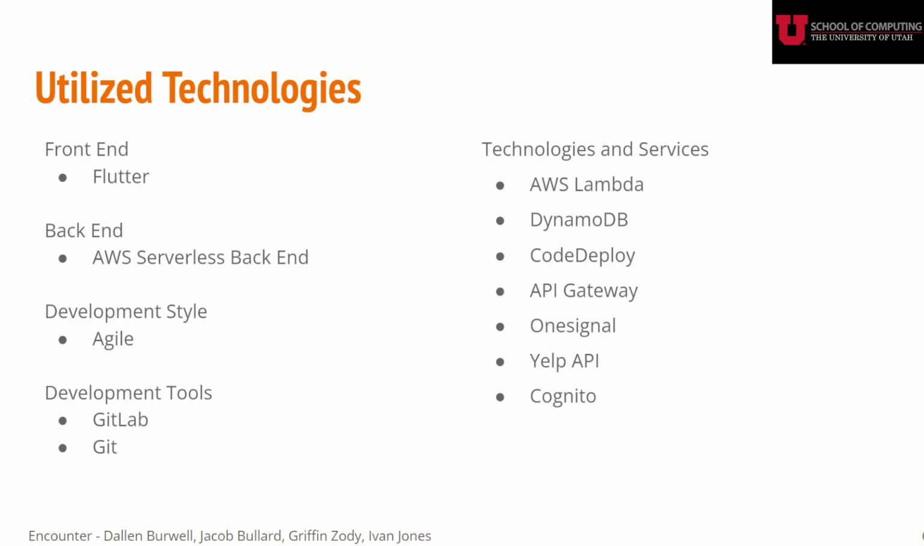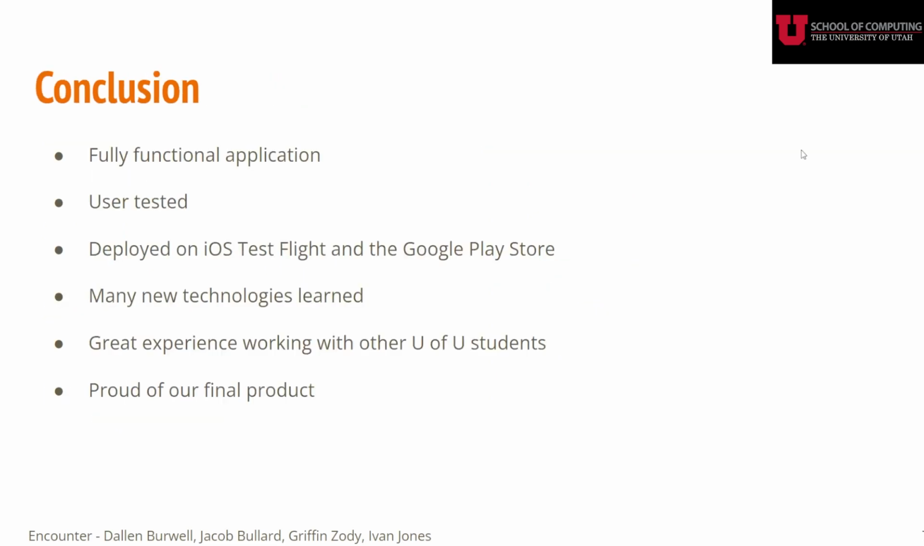The database we chose to go with was DynamoDB, which is a NoSQL database, which happens to work well with a serverless backend. Some other services we were able to utilize were Yelp's API, which fetches business information for the game. And then we also used Cognito to store our user information so our users can log in. And now we'll move on to Griffin for a conclusion.